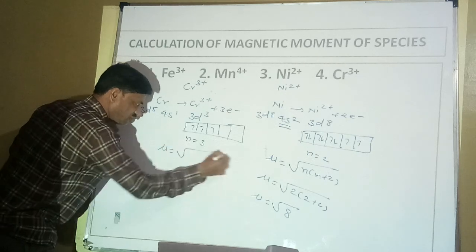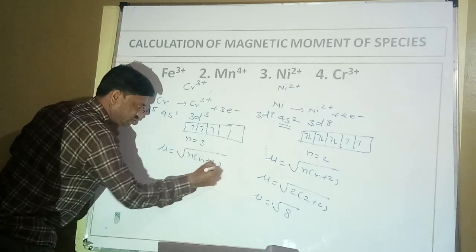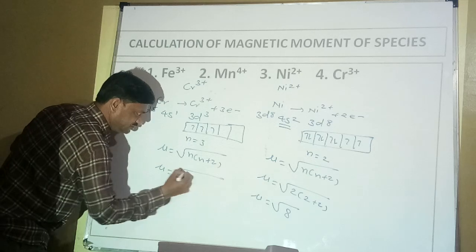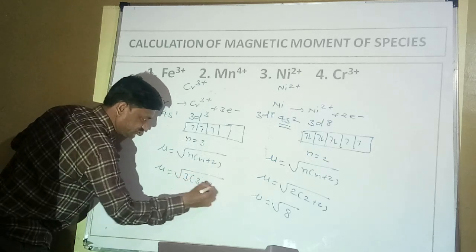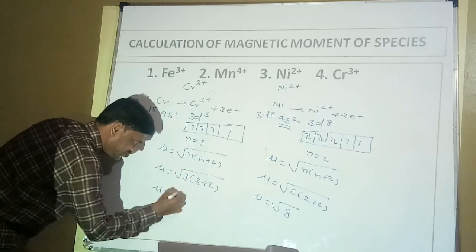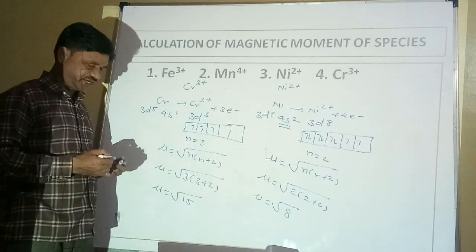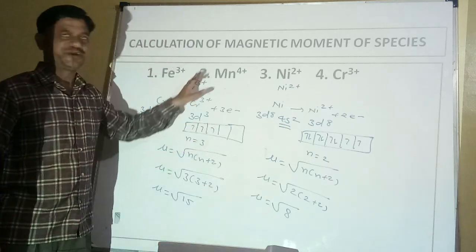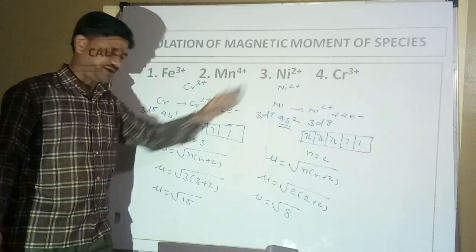So what about the magnetic moment? Under root n, n plus 2. Put the value n equal to 3. 3 plus 2, 5. 5 3s are 15. So this indicates the magnetic moment of the corresponding species, Cr plus 3 ion.